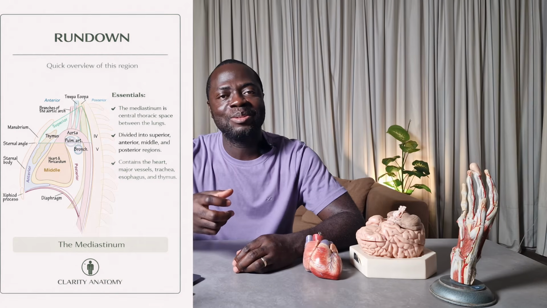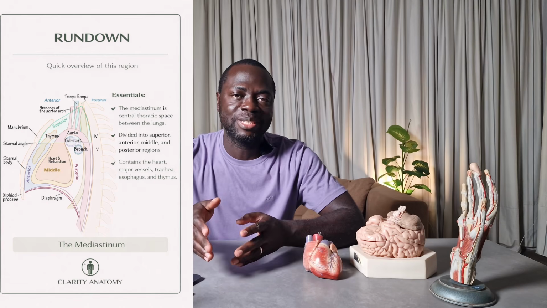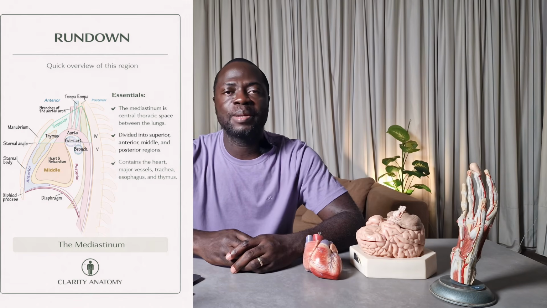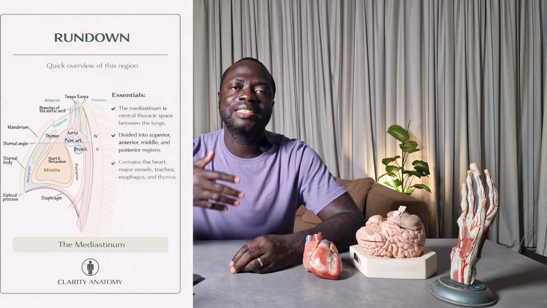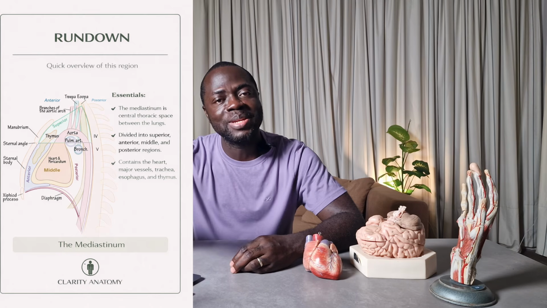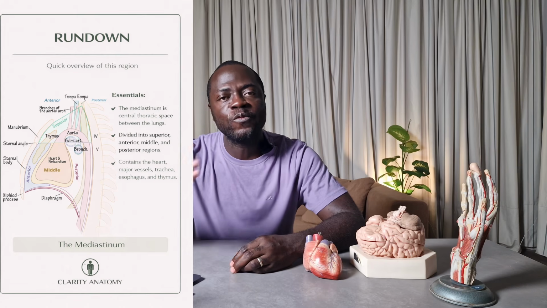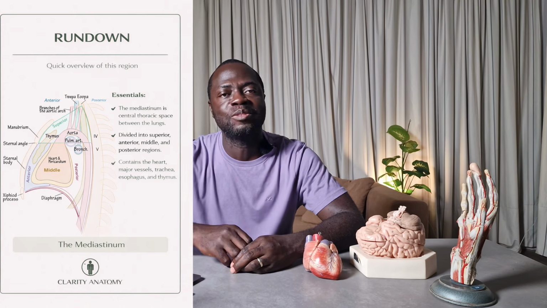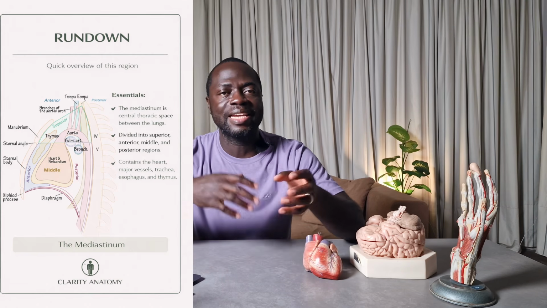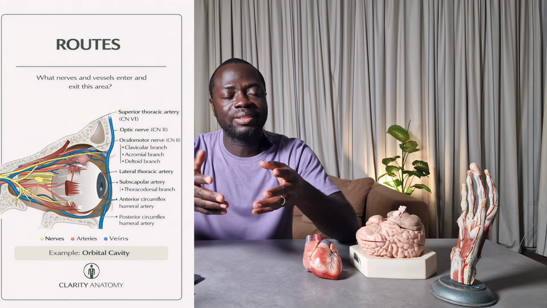And then we come to the rundowns, which is the subdivisions of the region we are studying, or the compartments. This particular category may not apply to every topic. For example, if we are looking at the mediastinum, then we have subdivisions. We have the superior mediastinum, then the inferior mediastinum. And the inferior mediastinum is also further divided into the anterior mediastinum, the middle mediastinum, and the posterior mediastinum. So we look at the compartments, the divisions, the rundowns. Then we talk about routes.